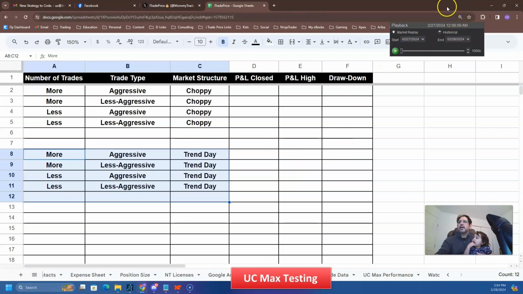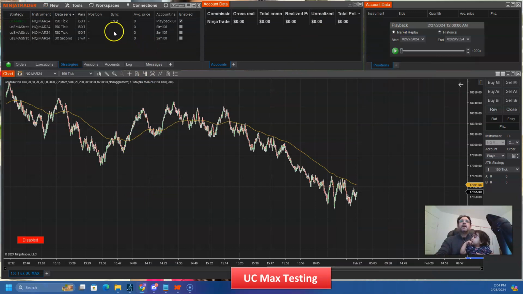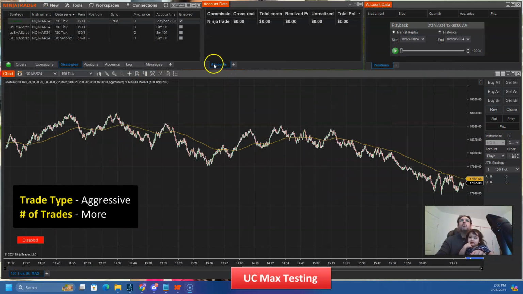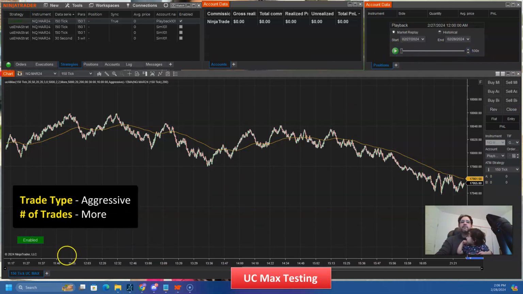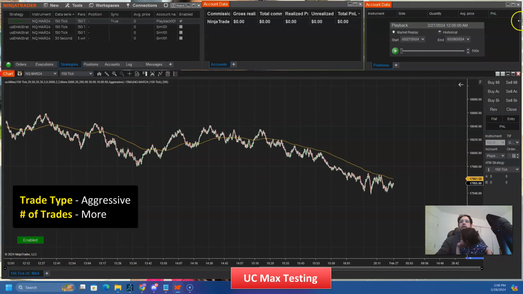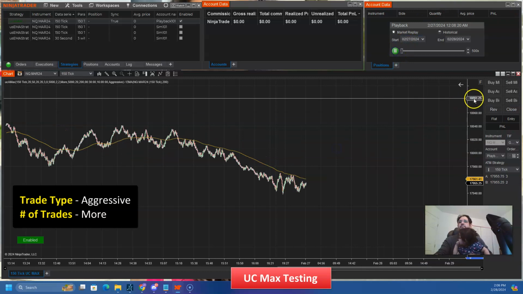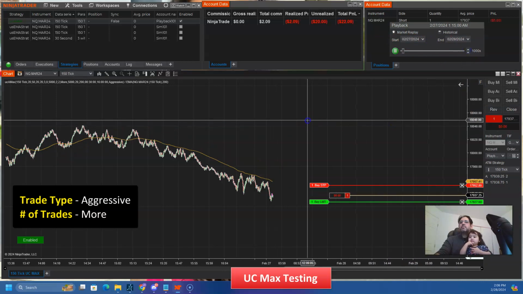So let's do that. I'm going to move that away. And right now, I believe the settings are more for number of trades, and trade type is aggressive. Okay, so let's enable that, and I'll run it on, let's say, 500, and let's play it. So it's a 150 tick chart. And it's midnight, 27th Feb. Order filled.